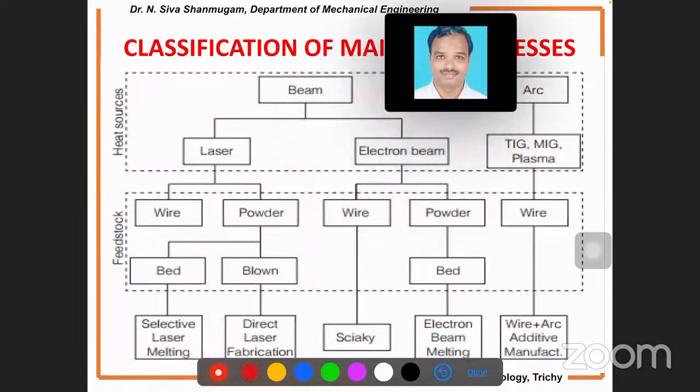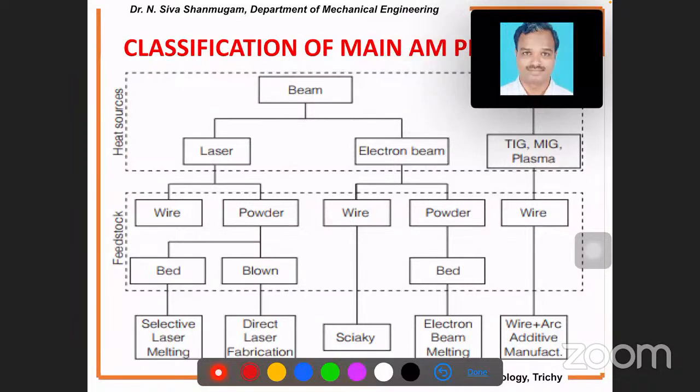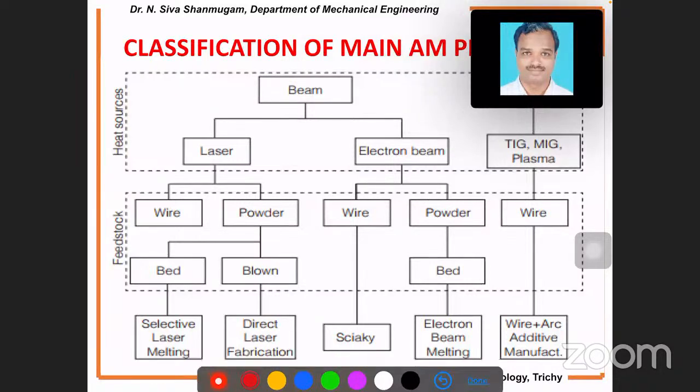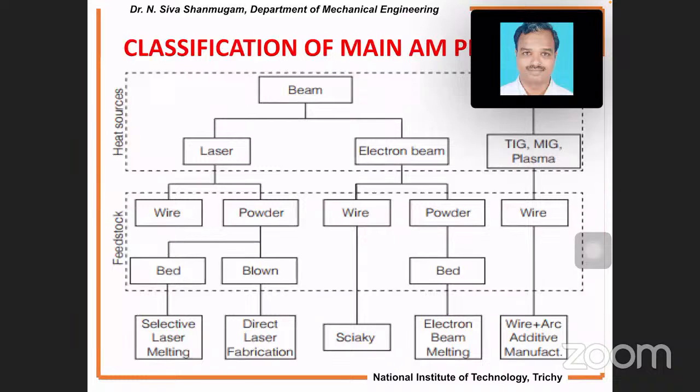What is the beam technology? It is the laser or electron beam process, with wire or powder. What does powder mean? We have the bed type or the coaxial type. A coaxial nozzle is available, from which you feed the powder. The heat energy emitted from the laser is used for melting the incoming powder, and you deposit it on the substrate material. That is the bed type.